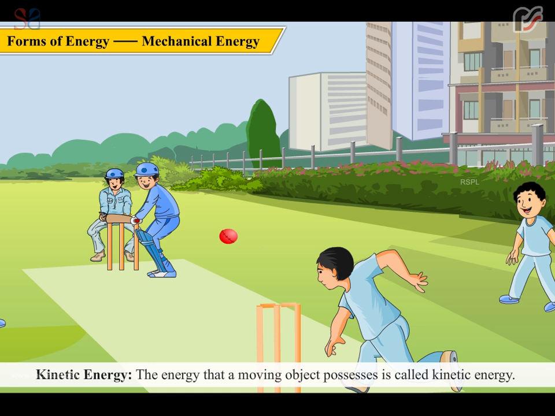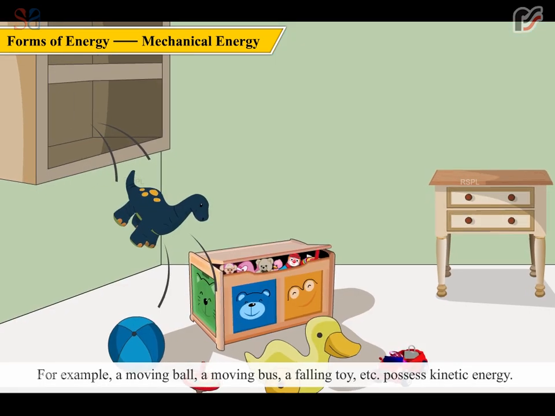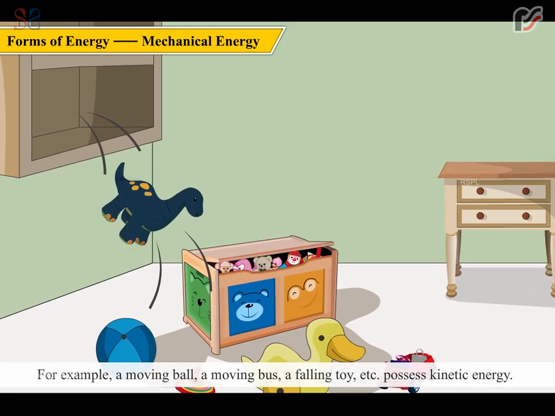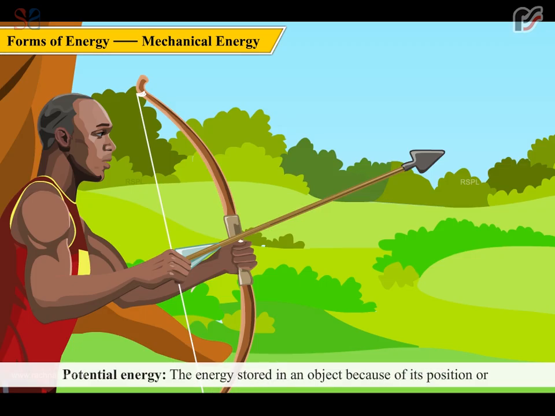Kinetic energy. The energy that a moving object possesses is called kinetic energy. For example, a moving ball, a moving bus, a falling toy, etc. possess kinetic energy.